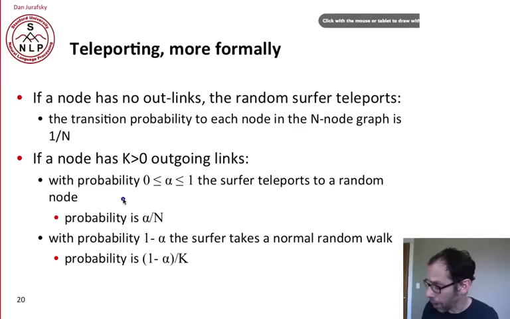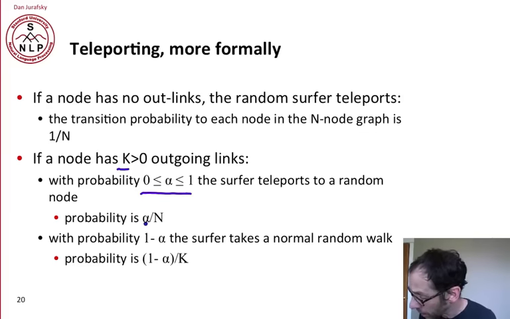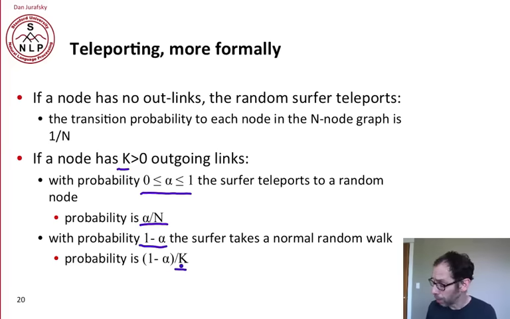But if a node does have outgoing links, let's say it has k greater than 0 outgoing links, then with some probability alpha between 0 and 1, the surfer will teleport to a random node. And the probability, since there's n possible nodes in the web, is alpha over n. And with the remaining probability, 1 minus alpha, we'll take a normal random walk. And we said that there's k outgoing links from this particular page. And so with that probability, 1 minus alpha, we'll take 1 over k of those for each of the possible k outgoing links.